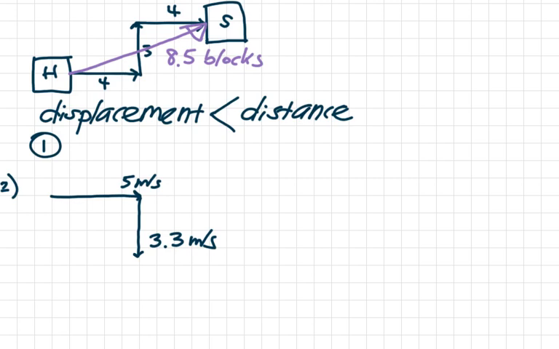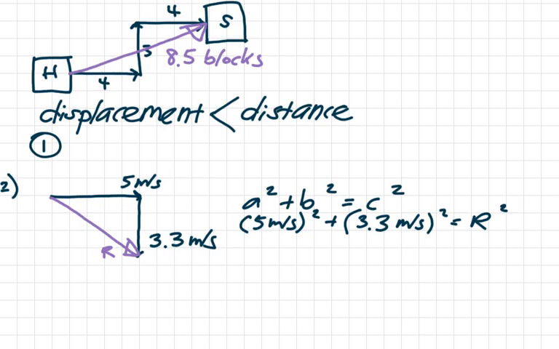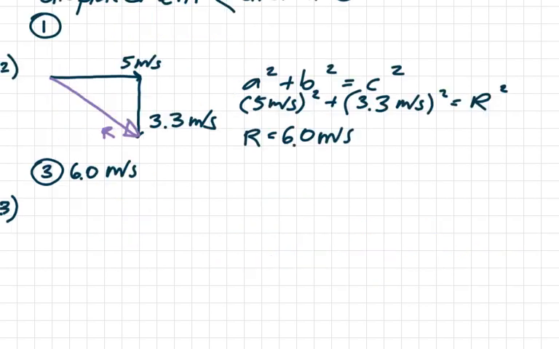If I do a quick tail to tip, I can see what the resultant velocity is. So there's the resultant, and that makes a right triangle, and we know for vectors that are at right angles, if I want the magnitude of their resultant, I use Pythagorean theorem. Write the full equation without substitution first. Substitute the numbers in with their units. And when you round it, the final answer is 6 meters per second. That's choice 3.